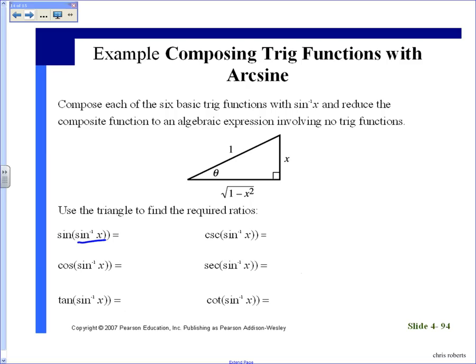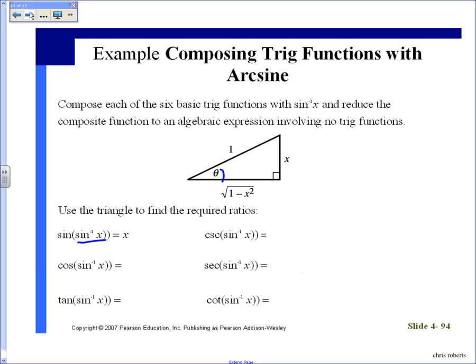If you look at the angle theta, sine is the opposite over the hypotenuse, so the opposite would be the x, the hypotenuse would be 1. Now what angle has a sine of x over 1? That's going to be theta. What is the sine of theta? Well, the sine of theta is the opposite over the hypotenuse, so our answer here will just be x.